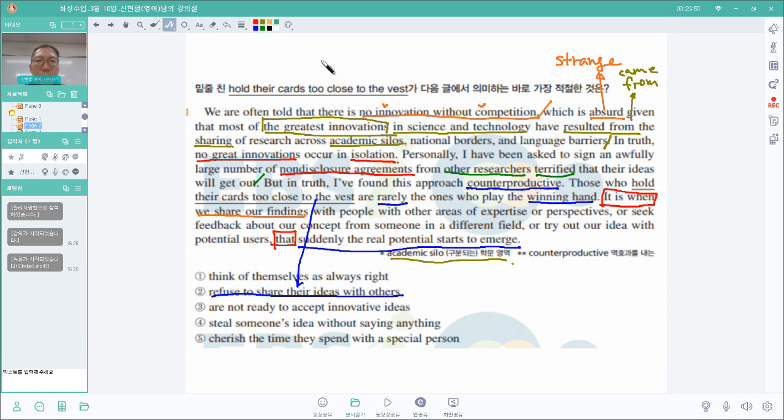Okay? So when we share our findings, we probably have to share with people from other areas, or people who seek feedback, or people who try out our ideas as potential users. It's only when we share our findings with these people that the real potential starts to emerge. Okay? So here, holding their cards is also a synecdoche. Synecdoche, for someone who is trying to hide information. So in this case, the implied meaning is refusing to share their ideas with others. Okay?